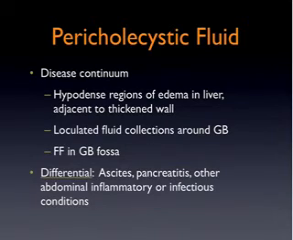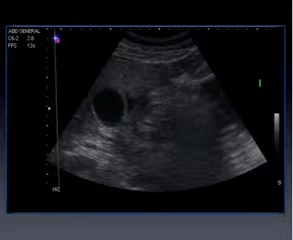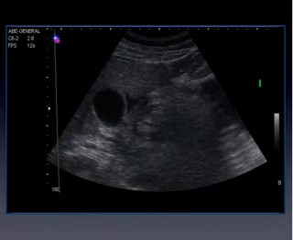What it's referring to are the hypodense regions of edema that occur around the gallbladder, either free fluid in the gallbladder fossa, loculated fluid around the gallbladder. And as mentioned, it can be due to a variety of abdominal inflammatory or infectious conditions. So what do you end up seeing? You see a gallbladder lumen with some fluid just outside of it.